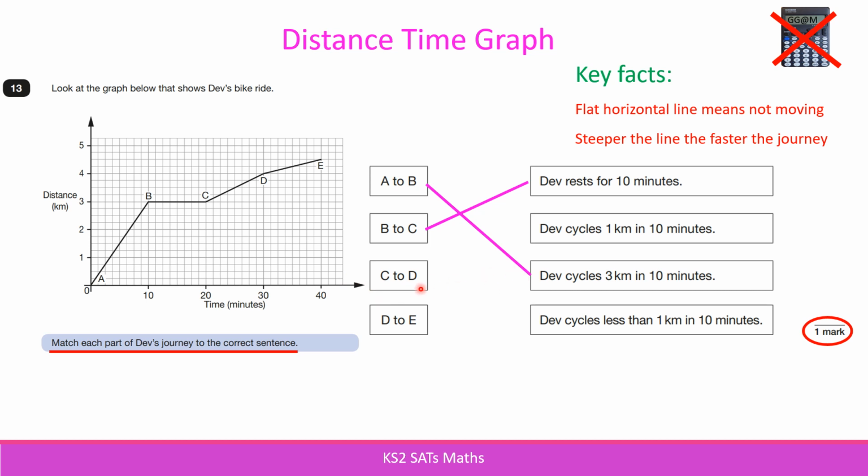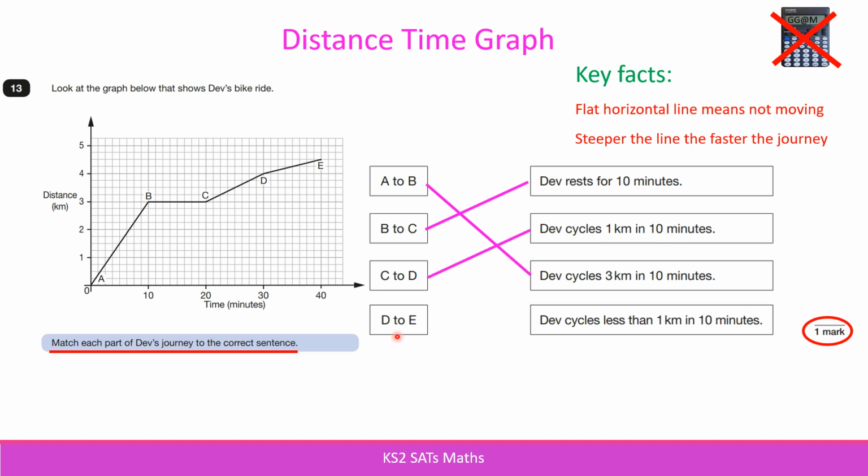Next, we're going to look at C to D. Between C and D, we're going between 20 and 30 minutes, which again is 10 minutes. You can see all these answers are at 10 minutes of time, because there's 10 minutes between every single gap. So in 10 minutes, how far have we gone? We started off at 3 kilometres, we go up to 4 kilometres. So 4 take away 3 is 1. So we have gone 1 kilometre in 10 minutes. So that is our second sentence here: cycles 1 kilometre in 10 minutes.